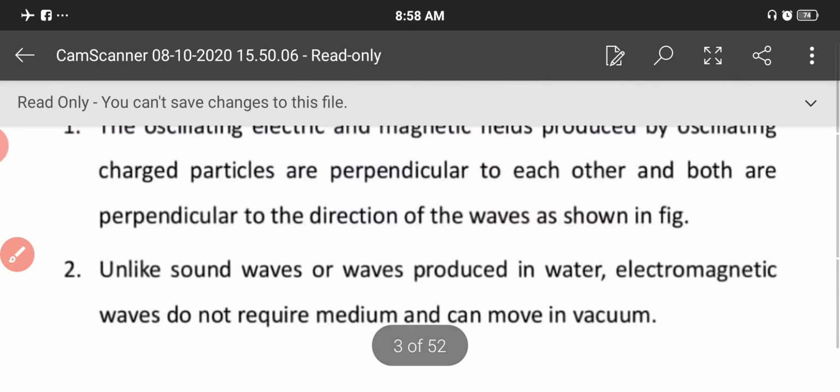Second, sound waves require a medium to propagate, while electromagnetic waves do not require any medium to propagate. They can move in a vacuum also. So what is our second point? Electromagnetic waves do not require any medium to propagate.